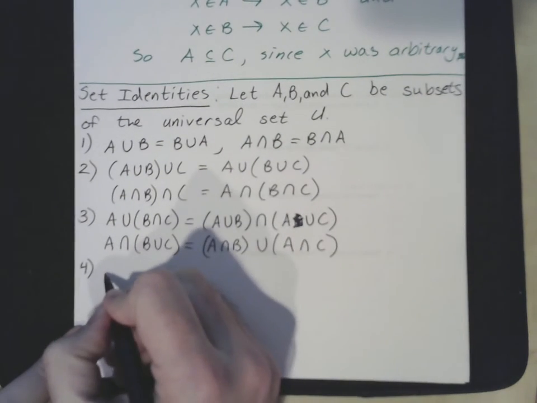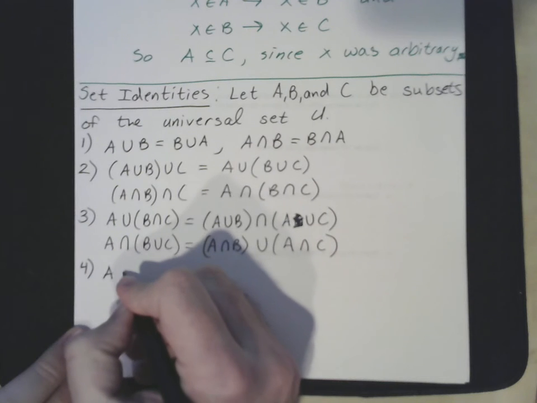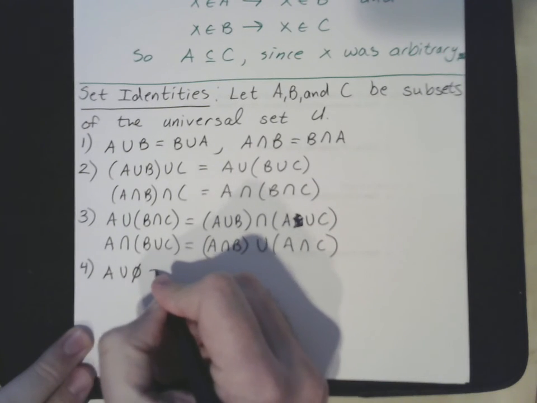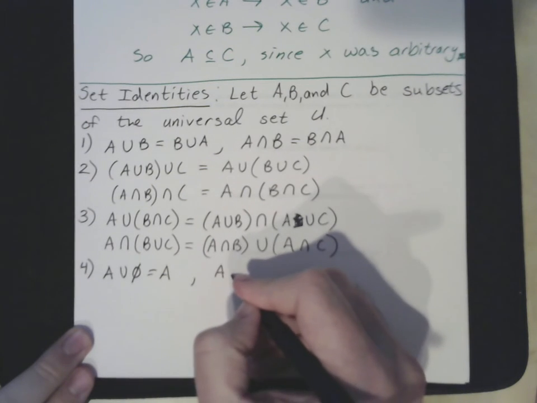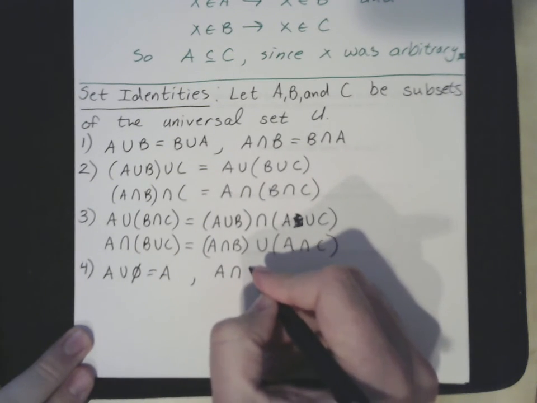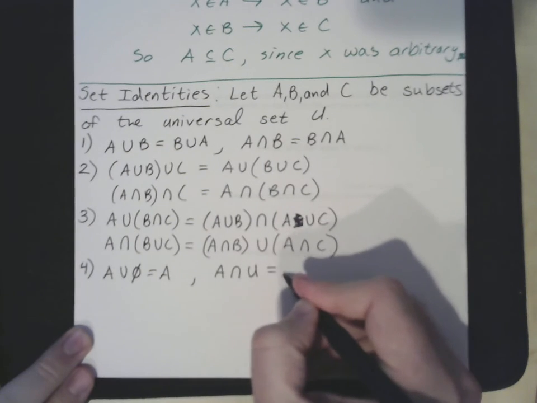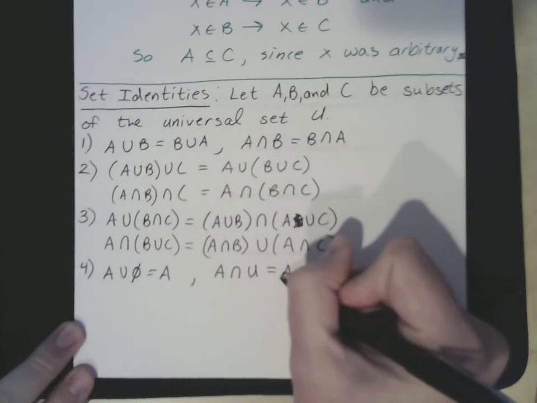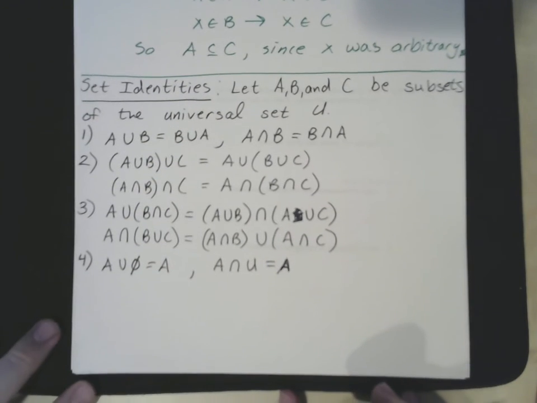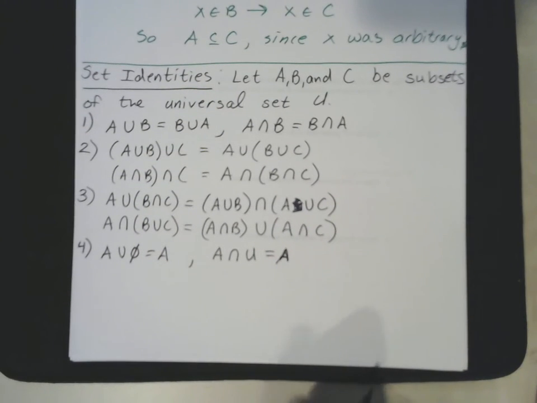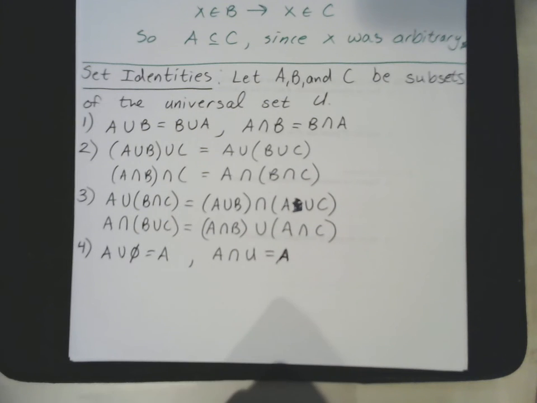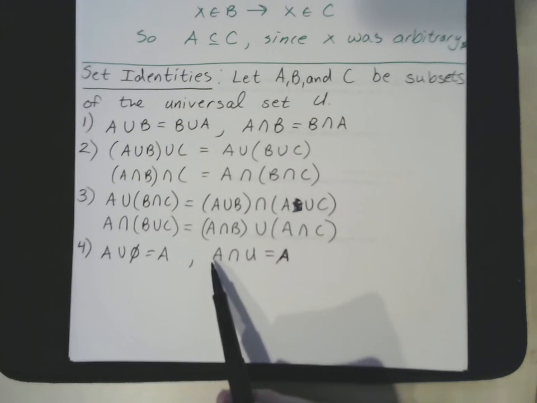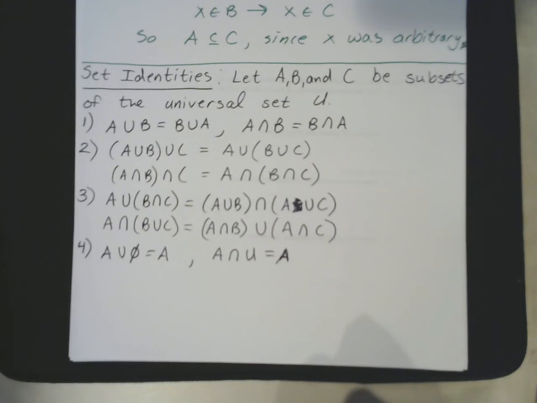The next property is A union the empty set equals A, and A intersect the universal set also equals A. So this is our identity property, essentially. If you add the identity, nothing, to A, you end up with A, and if you intersect A with everything, you still only end up with A.